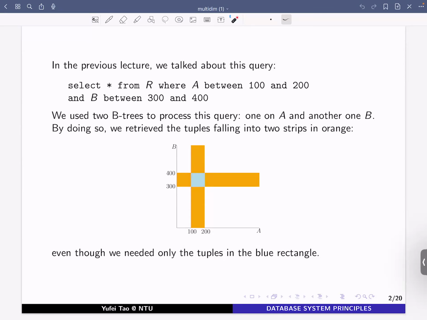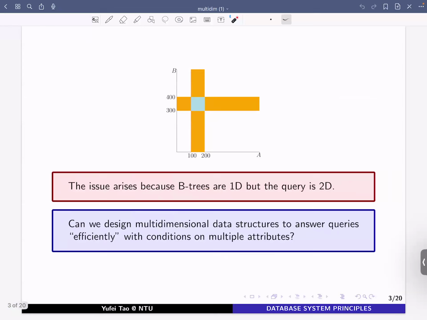Okay. Well, if you think about it, this is basically saying we use two one-dimensional structures. Sorry, yeah, that was interestingly ambiguous. So we use two data structures that are one-dimensional to process this two-dimensional query. Okay, so let me repeat. This B tree is actually a one-dimensional data structure, and we put together two such data structures to process this two-dimensional query.